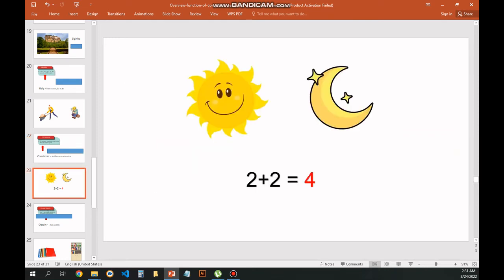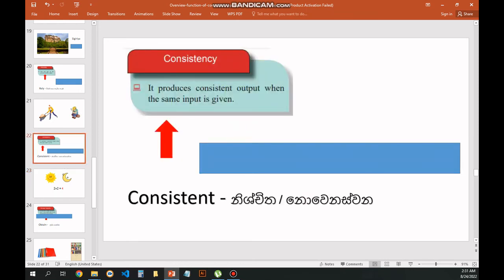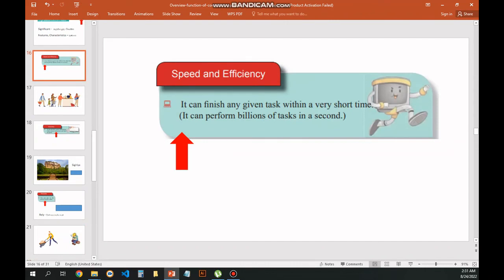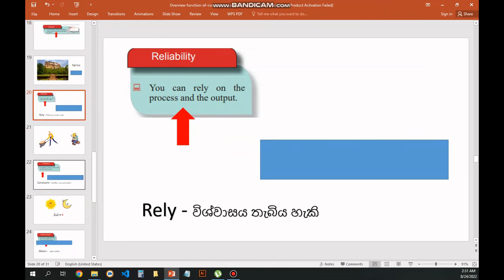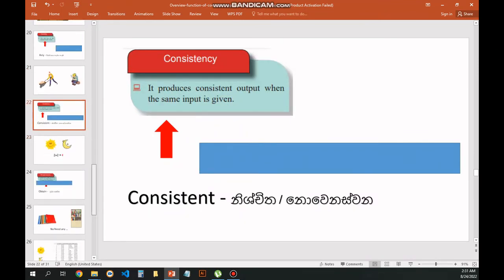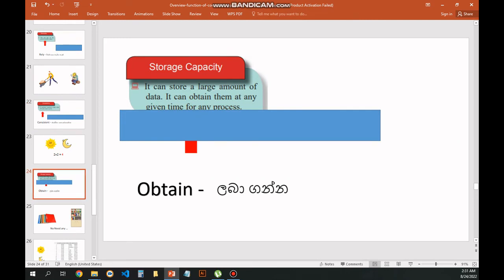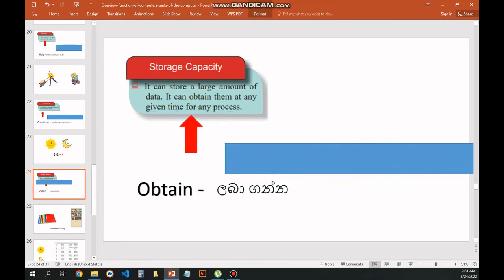At any time, if you insert some data and apply it to some process, you will get the same output every time. Because why? It's consistent, it's not going to change. I hope it's clear for you all. So far we have discussed speed and efficiency, then accuracy, then reliability, then consistency. Then the next point is storage capacity. So here, let's try to read.